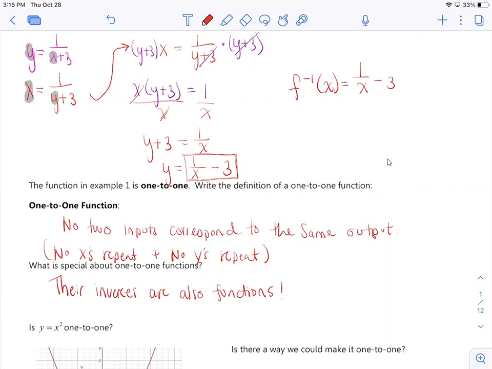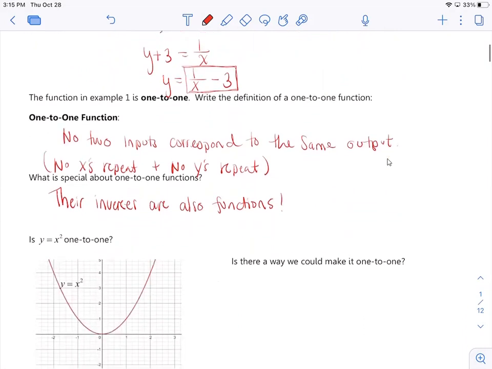Now, we can make things always have inverses. It just doesn't guarantee that the inverse is a function, okay? So these one-to-one functions are really important because, oh my gosh, our inverses are also functions. So it's a little bit easier to work with.